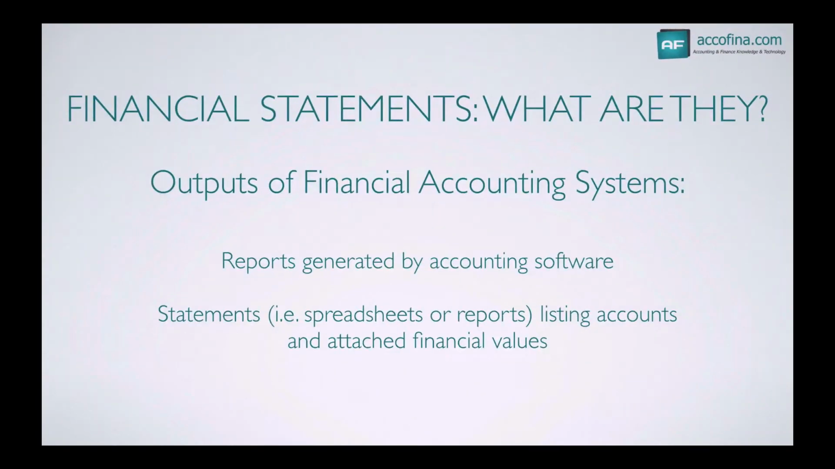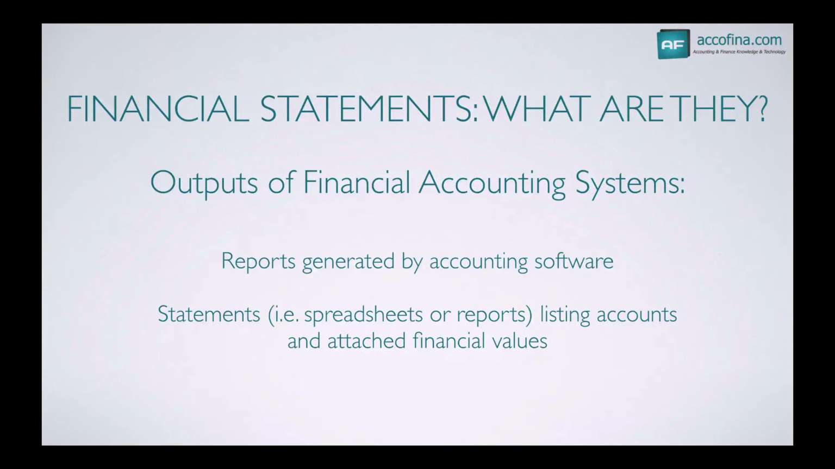So in short, they're summaries of business activity represented in financial documents. Another way of looking at it is that they're outputs of financial accounting systems. The 3 statements are the outputs of financial accounting systems. They're reports generated by your accounting software, whether that's small business software like Intuit QuickBooks, or Xero, or MYOB here in Australia, or even larger scale ERP systems for larger businesses. They're the outputs of those particular accounting software.